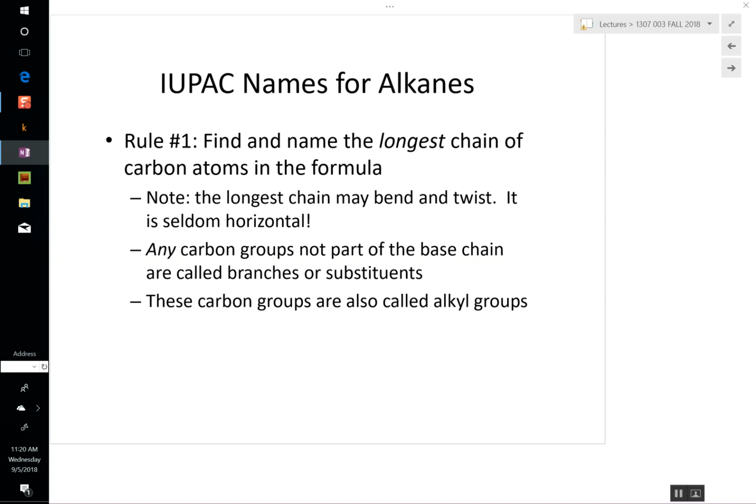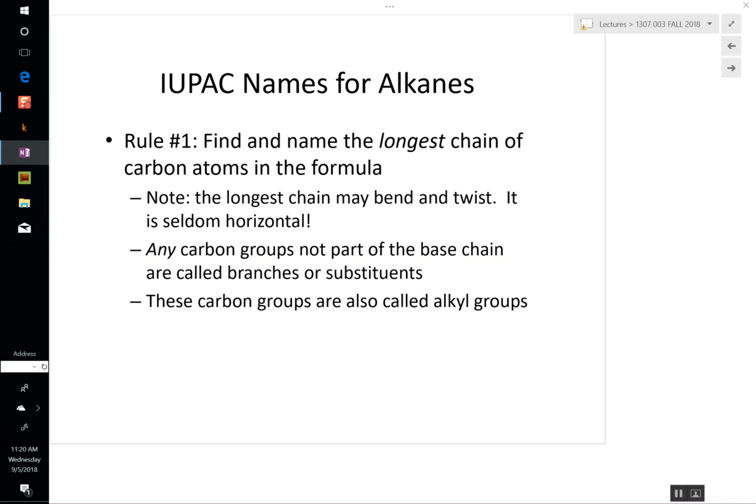So we'll start out here looking at some structures and try to figure out how IUPAC would name them. And then we'll also put a couple names up and say, how would you draw them? If this was the IUPAC name of the molecule, how would you draw it?